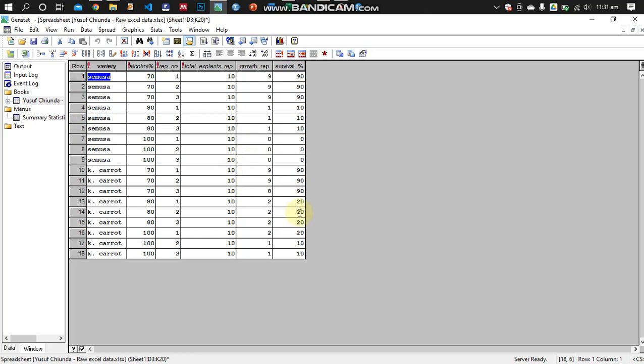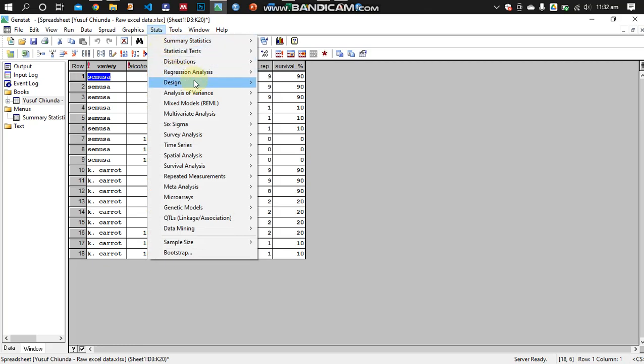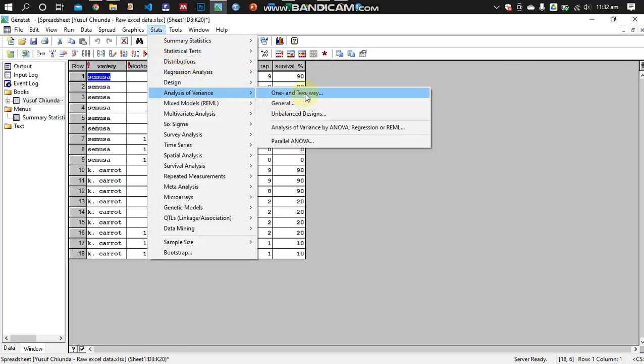The analysis of this data is done in one way or another depending on how the experiment in question was created. The main treatment here is alcohol percentage, and we see how many germinate, how many grow, and how many survive in this experiment. With this data, we go to stats, then analysis of variance, one and two way.